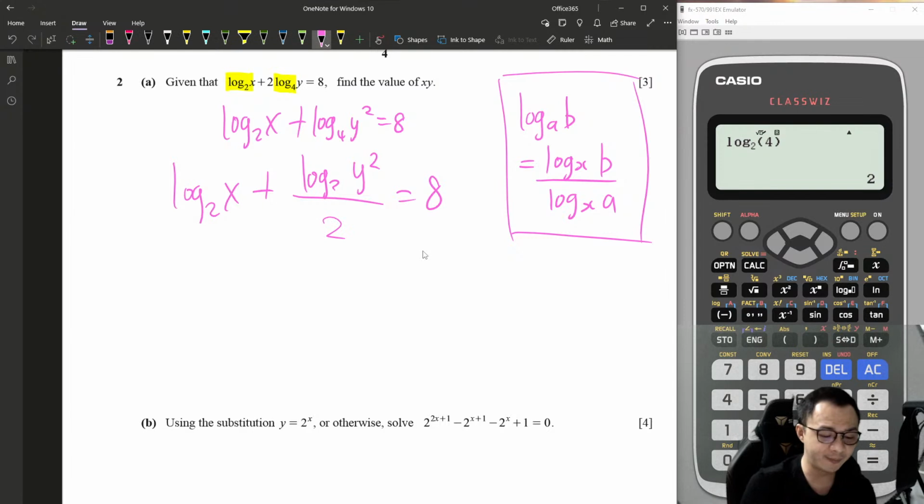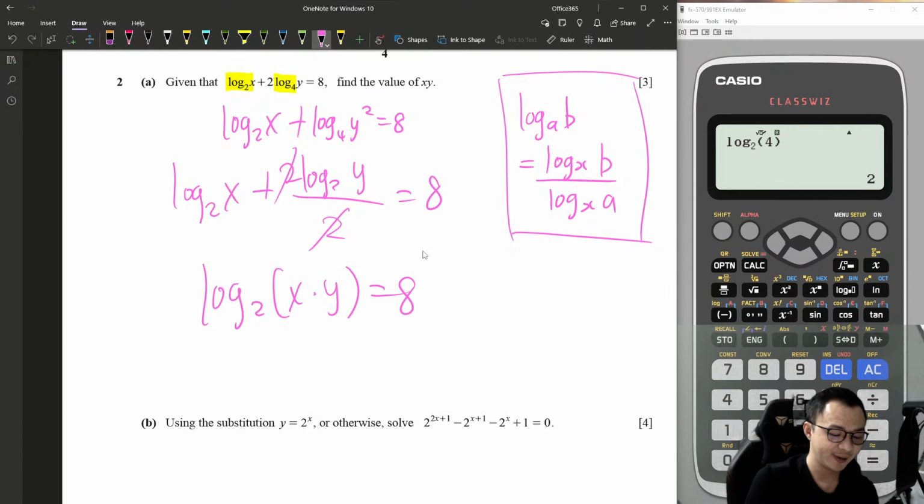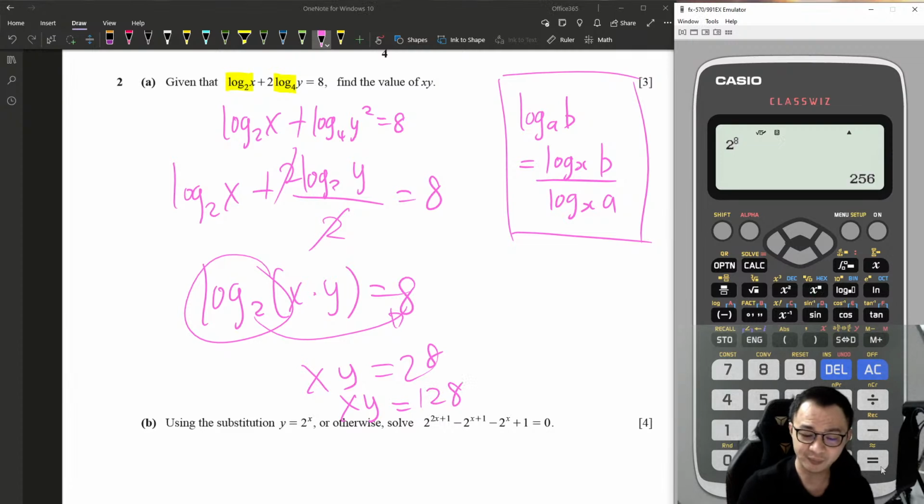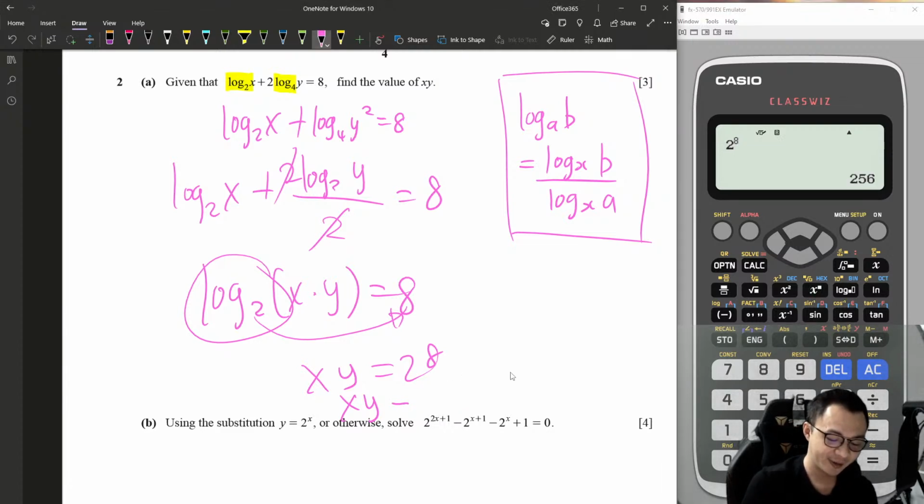Then this 2 I move to the front, because it's a square, I can move it to the front. Then I factorize out the log base 2. This multiply, plus becomes multiply, becomes x multiply y equals 8. So log base 2 I throw to the other side: 2 power 8 equals xy. So xy is 2 power 8, which is 128, isn't it? Yeah, 256, sorry. That one is 2 power 7, 256.